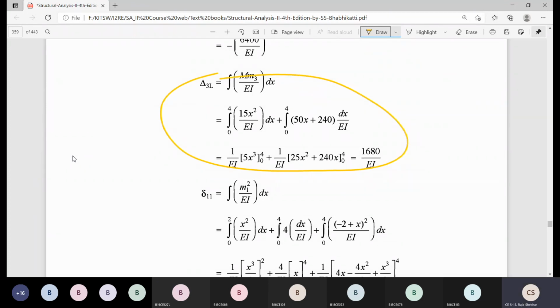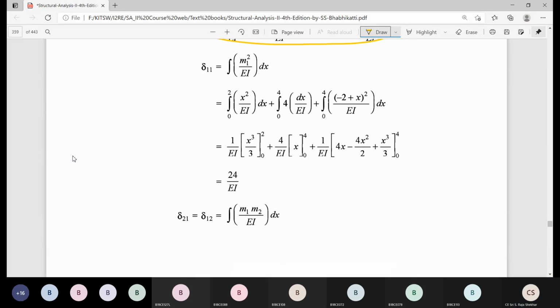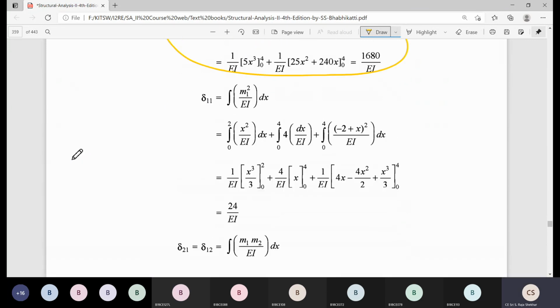Next, delta 1 1. For the calculation of the flexibility matrix delta 1 1, you need to integrate m1 square by EI into dx. For the first span the limit is 0 to 2, for the second span 0 to 4, third span 0 to 4. Just integrate it and apply the limits. Finally, you will get delta 1 1 as 24 by 8.